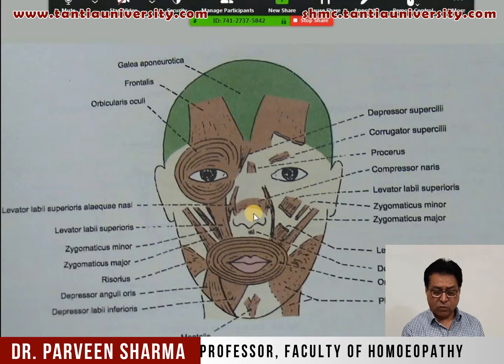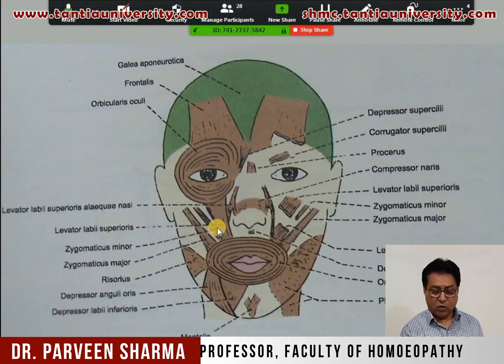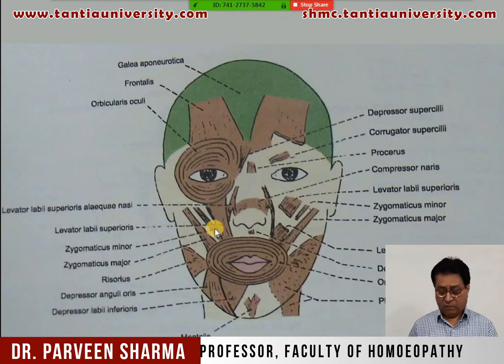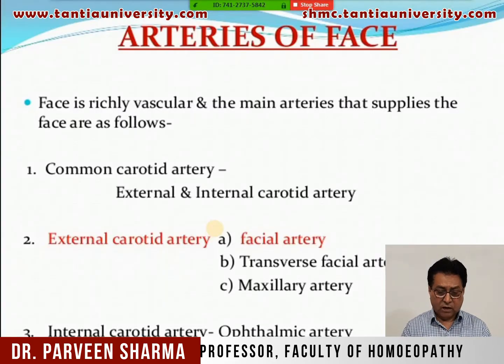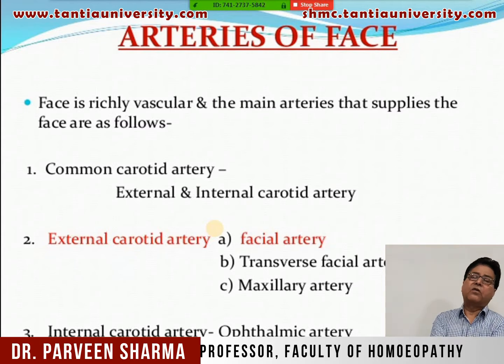Muscle around the mouth, muscle around the nose, then lateral to the nose, 4 muscle I told you. So this is about muscles of facial expression. Now we will see the arteries of the face, blood supply of face. In blood supply, first we are going to see the arteries.